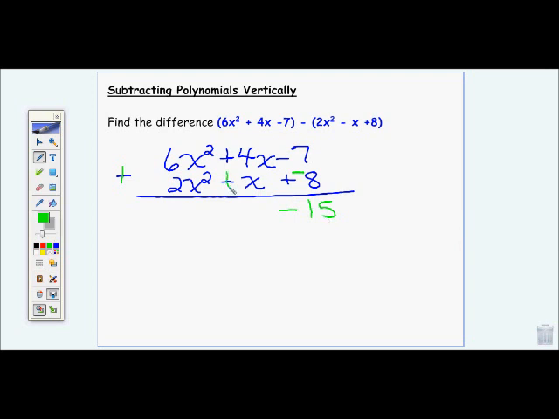Add the opposite here, I change that one. Add the opposite here, I'm changing that one. So now we have 4x plus x. We should end up with 5x there. And we have 6x squared combined with a -2x squared. So we end up with 4x squared. Okay, so add the opposite.